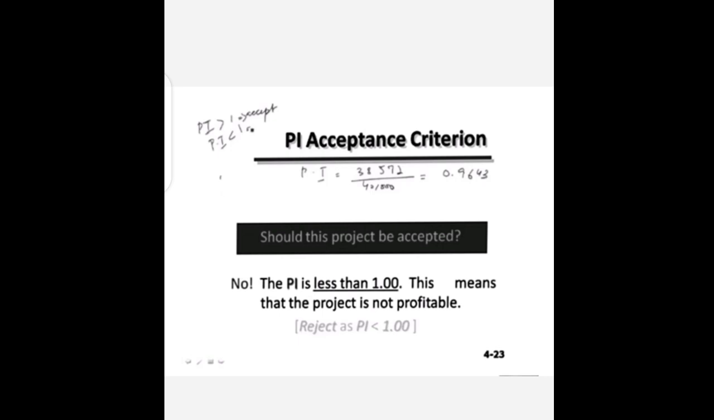So then we have the profitability index criteria. Remember how to find the profitability index. It will simply be the present value of cash inflows divided by cash outflows. So what will it be? If we find the present value of all inflows, it will be 38,578.72, and with the outflow of 40,000, it will be 0.9643. So should this project be accepted? No, the profitability index is less than 1. This means that the project is not profitable, and we should not go for that project.